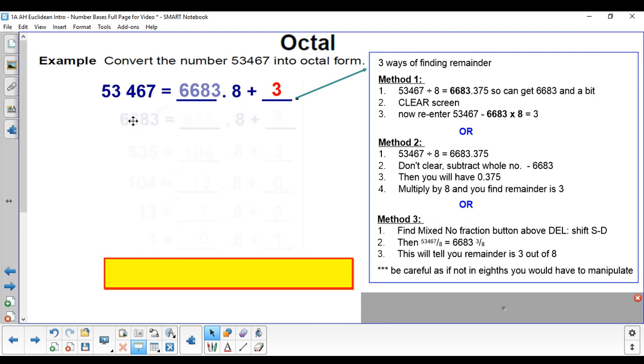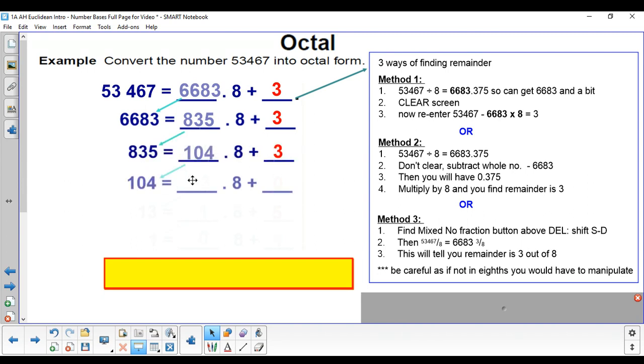Right, do the same again, bring down 6683, see how many 8s are in it, and then you can take the 835 off and then times by 8 and get your answer. Bring the 835, you get 104, and you've got 3 left over. Bring down 104, you've got 13, and you've got exactly that. You've got no left over.